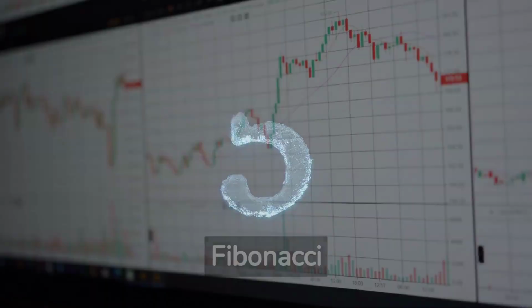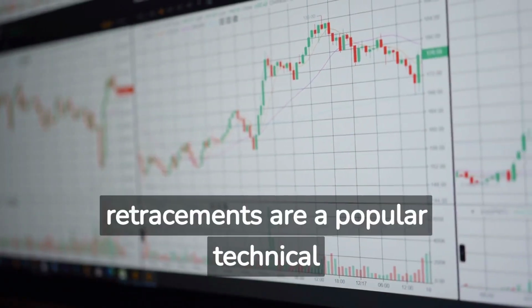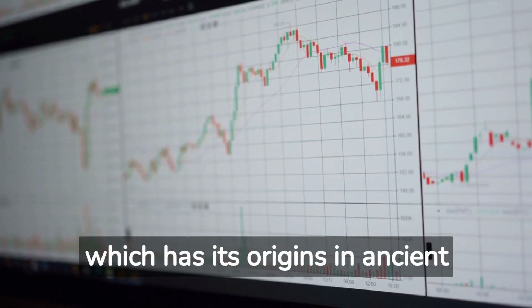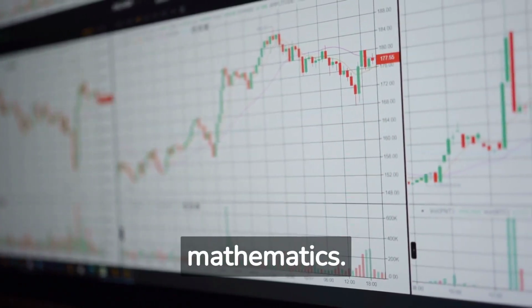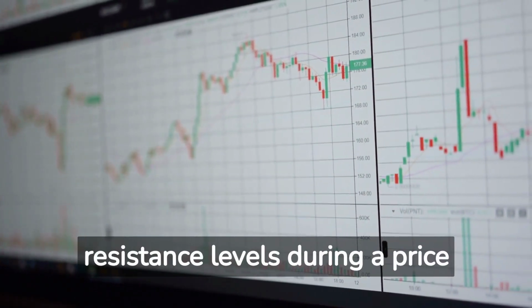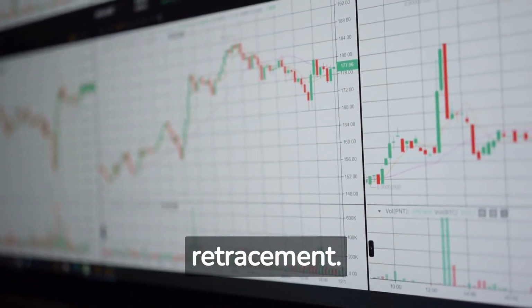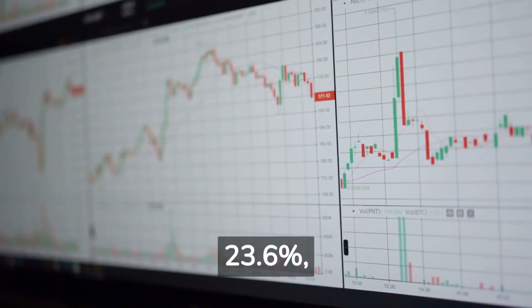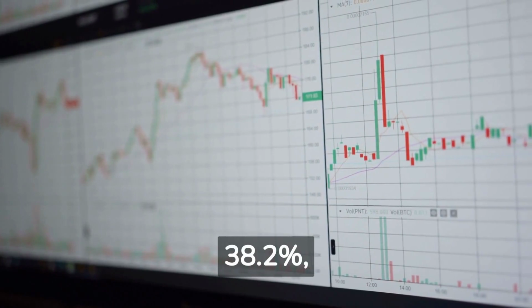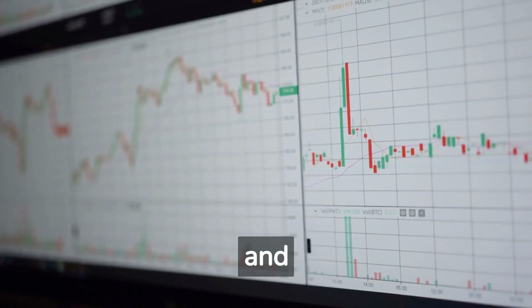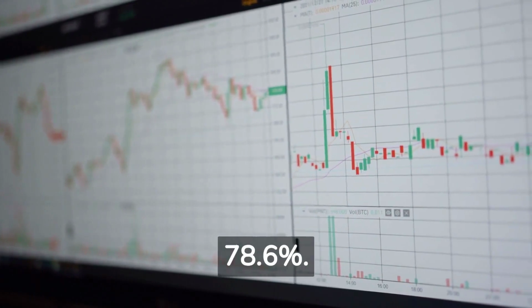5. Fibonacci retracements. Fibonacci retracements are a popular technical analysis tool based on the Fibonacci number sequence, which has its origins in ancient mathematics. They help traders identify potential support and resistance levels during a price retracement. The most common Fibonacci retracement levels are 23.6%, 38.2%, 50%, 61.8%, and 78.6%.